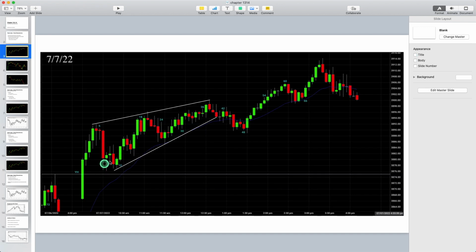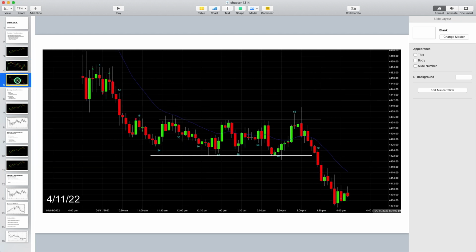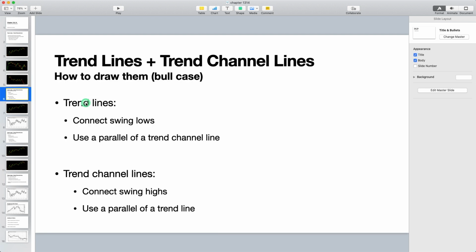Here you have a convergent channel that is going up, so it's a bull wedge. Here you have a bear channel, it's a parallel channel, and it's respected pretty nicely, so it's a clear bear channel. And here you have a horizontal channel, so this is a sideways channel, and this is what Al calls a trading range. So now how to draw them.